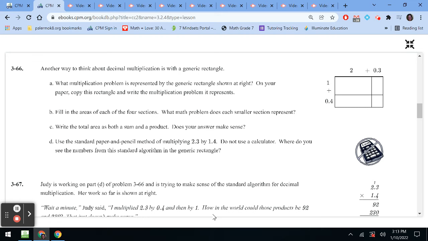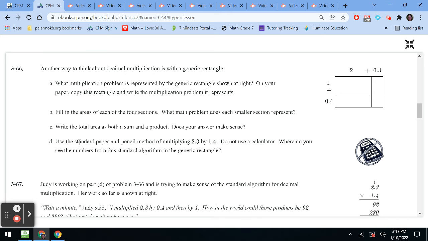So for 3-66 delta, it says use the standard paper and pencil method for multiplying 2 3/10 by 1 4/10. So again, it's the same problem as we had above. Do not use a calculator. Where do you see the numbers from this standard algorithm in the generic rectangle?